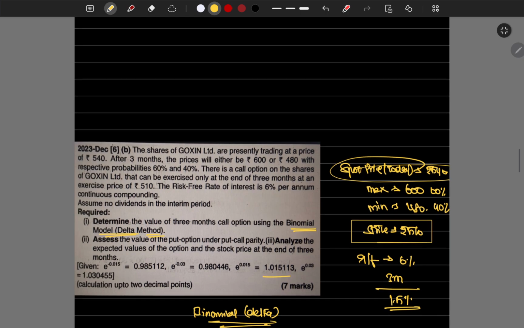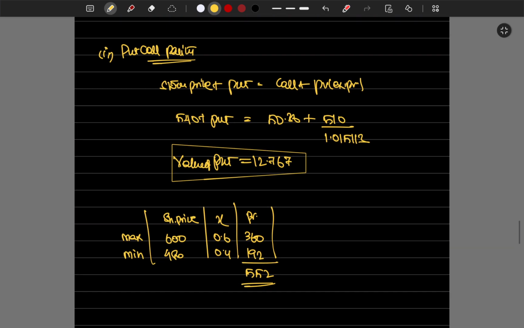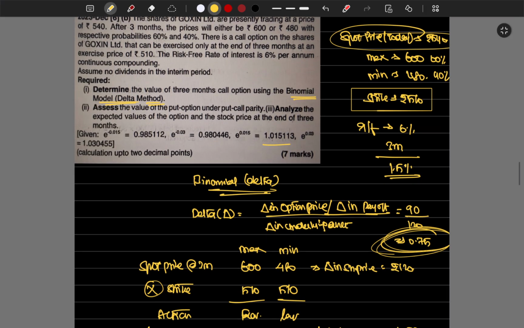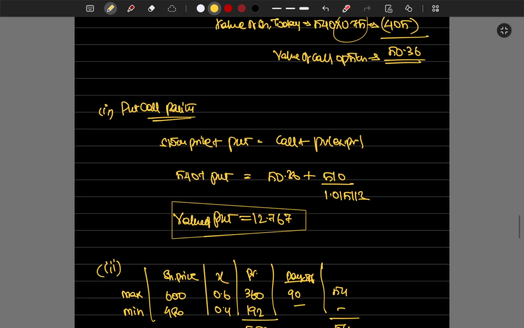What else they have asked? Expected value of option we have to know. This is at the 3 months end. Okay, what's the value of option? We have option in terms of payoff here. So payoff is maximum 90, and for minimum we don't have any payoff. Probability is same, 90 into 0.6, which is 54. So 54 is the expected value of call option, right? Okay, expected value of options we found.